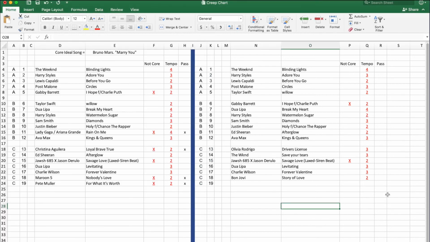So let's move it over. There we go. So I think that would be the list that I would be doing. And in looking at this, I think I would say that Bon Jovi actually is not core. It's not a core song. Obviously going to play it.